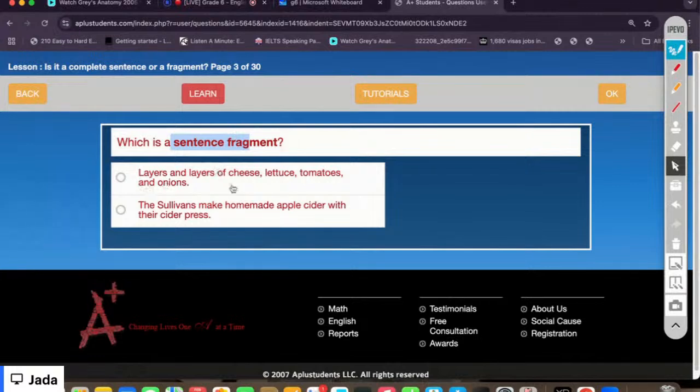So it has to be layers and layers of cheese, lettuce, tomatoes, and onions, because what happened to the layers of cheese and the rest of them? We have no idea. But if we say the Sullivans make homemade apple cider with their cider press, this is a complete sentence. So it will be the first.